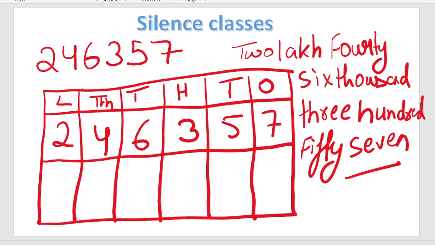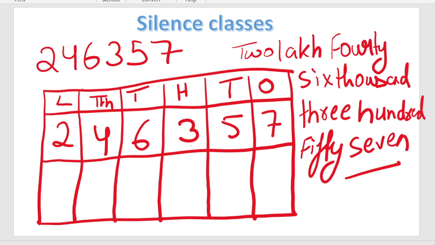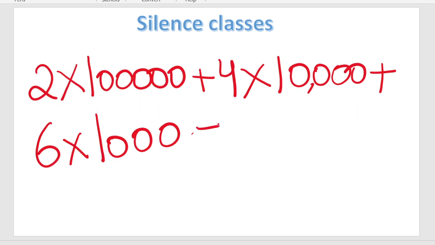Now plus 6 multiplied by 1 and 3 zeros, because it is in the thousands place. It means we have to multiply 6 by 1000, and we have to multiply 4 by 10,000. You can also find it like this: multiply 4 by 10,000, multiply 6 by 1000, and multiply 3 by, in which place it is standing, 100. So plus 3 multiplied by 100.